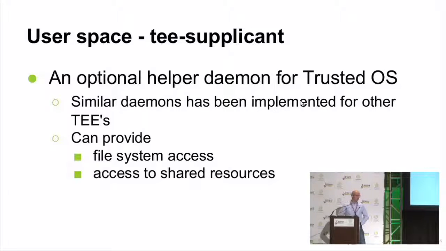Another component in user space is the TEE supplicant, which is a helper daemon for the trusted OS. Different TEEs have different daemons because they have different needs, and it's not standardized either. This daemon can typically provide file system access or access to some shared resources.